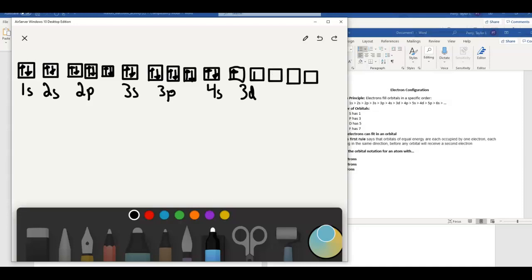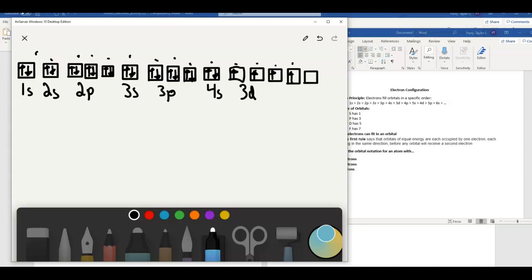That's a terrible arrow. 3, 4. And I want to keep going, right? But I can't because I'm out of electrons. I am all out of electrons, okay? Because we have 2, 4, 6, 8, 10, 12, 14, 16, 18, 20, 21, 22, 23, 24. Okay? And that's how you do it.